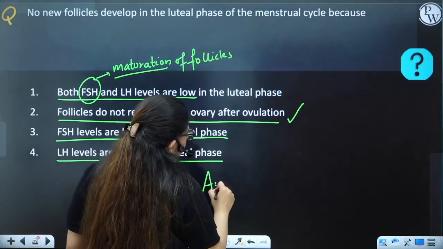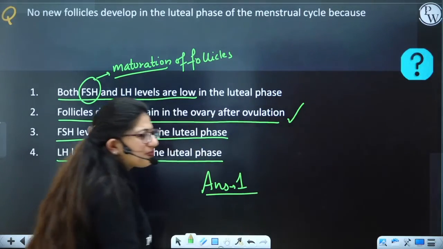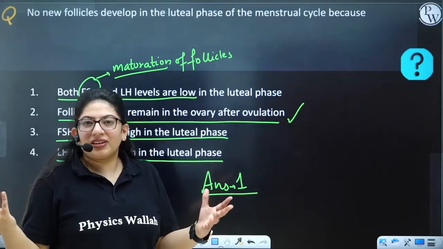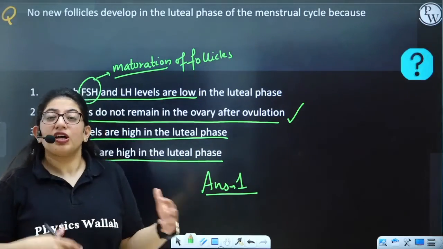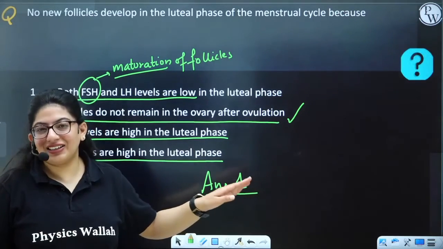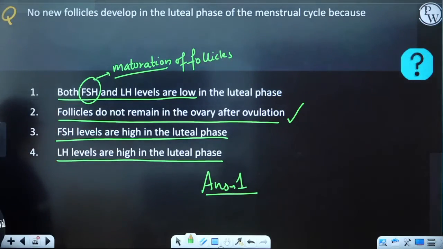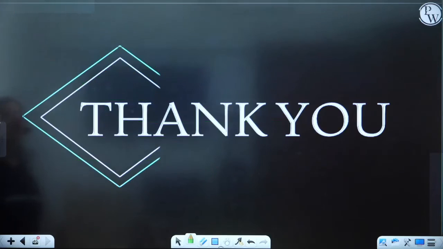One. So you must be thinking, oh my god, that's a very simple one, and I just thought it was a difficult one. No, it's a simple one. If you know the game of hormones, if you know the menstrual cycle, you can crack any question. All right. Next. That's it.